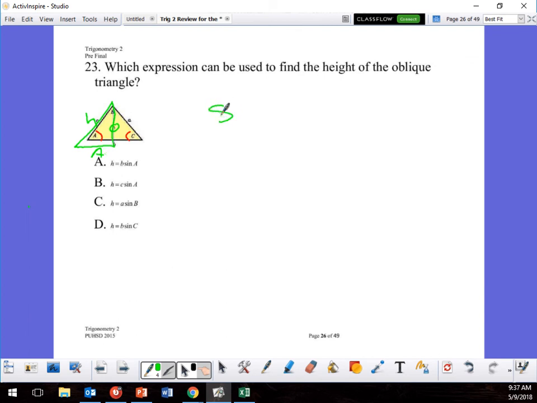So, I could say that sine of A is equal to opposite, which is my H value, over, I'm changing this color. This is a horrible color. H over little c. So multiply both sides by c, so c times sine of A is equal to H. There's a couple different possibilities. You just have to go through and work out which one they're giving you the opportunity for.